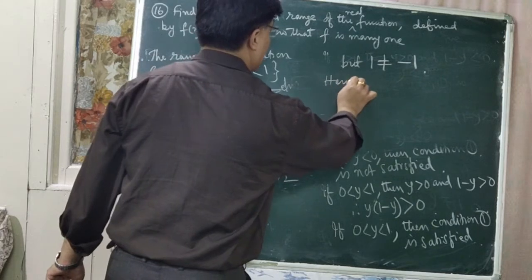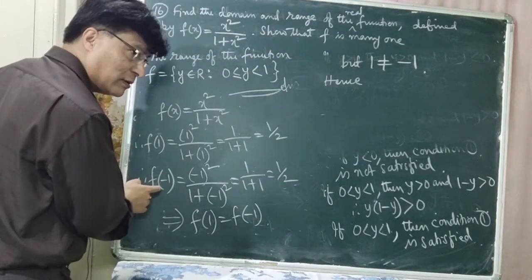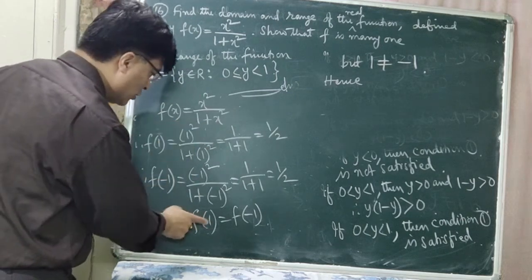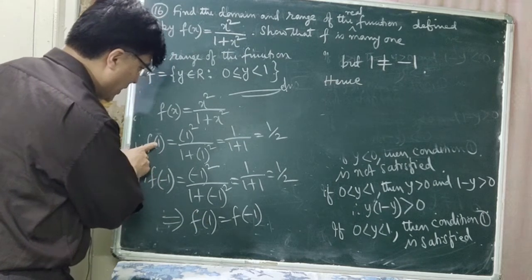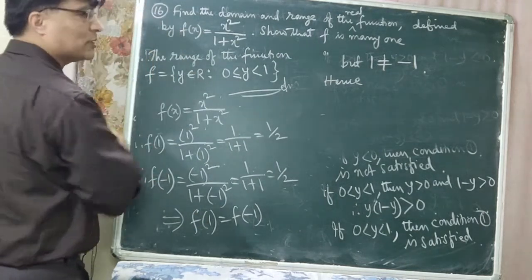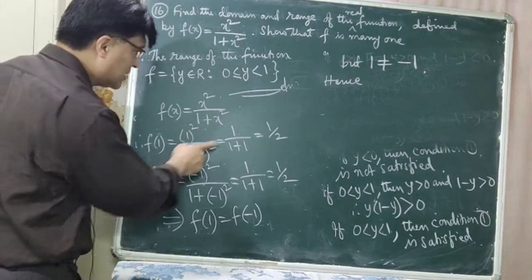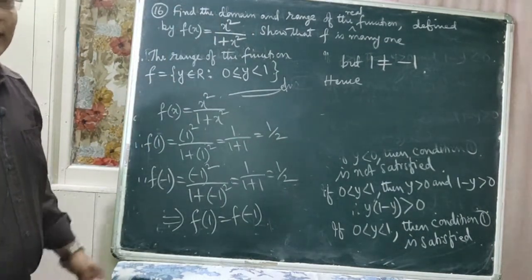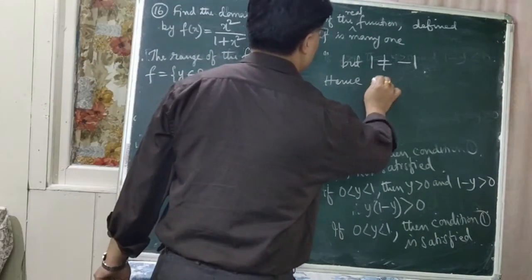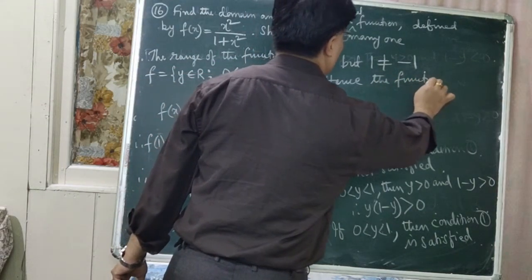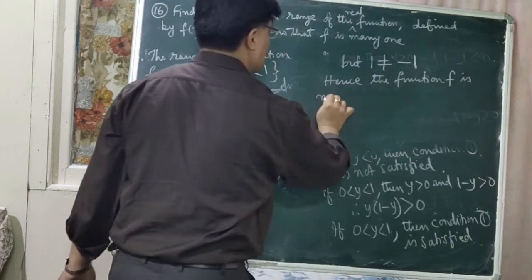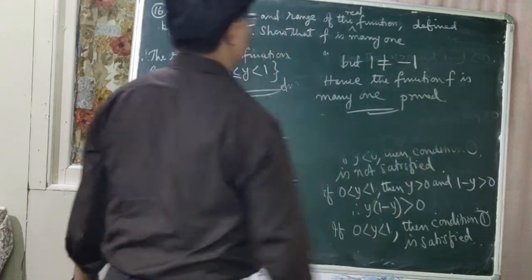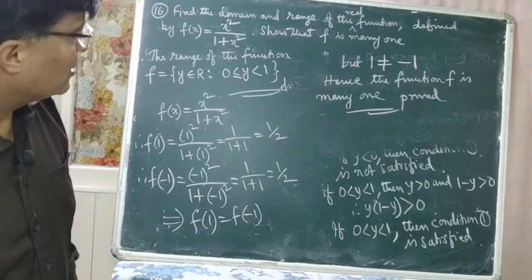So this example proves that f is a many one function. Hence, the two elements -1 and 1, which belong to the domain of real numbers, have got the same image, half, in the codomain real numbers, so it is many one function. Hence the function f is many one, proved. So I think you have understood it, so you can copy it.